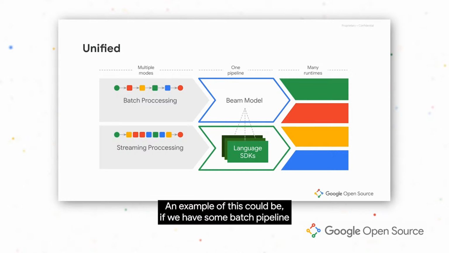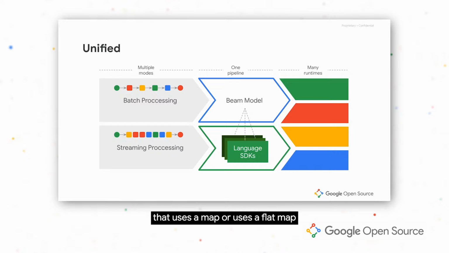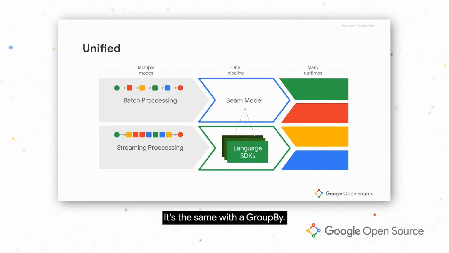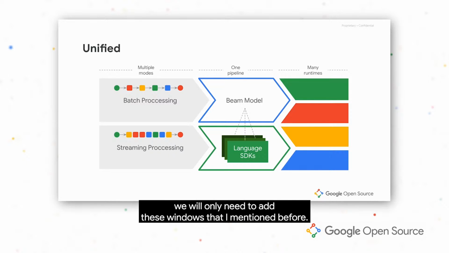So an example of this could be if we have some batch pipeline that uses a map or uses a flat map, we don't really need to change anything from it to streaming. The same exact code will work from one to the other. And the same with a group by. If we're adding a group by from batch to streaming, we only will need to add these windows that I mentioned before.